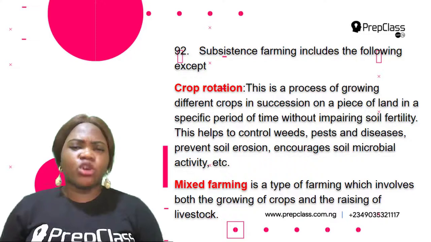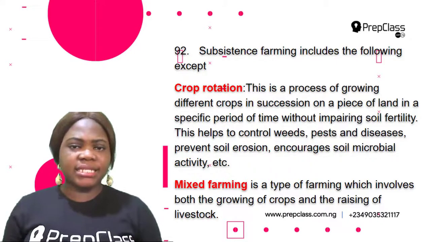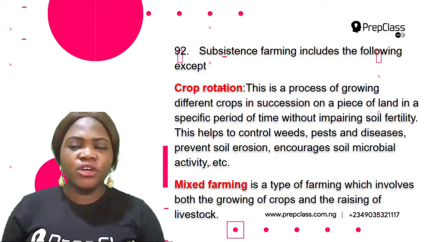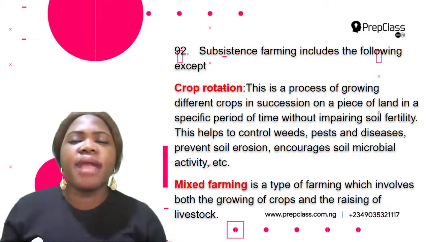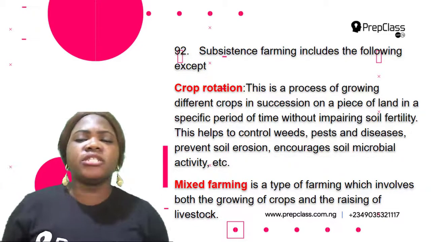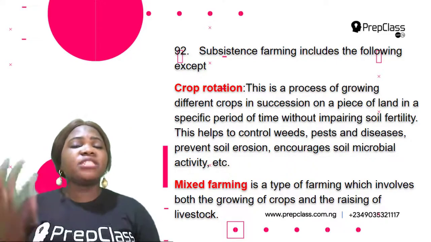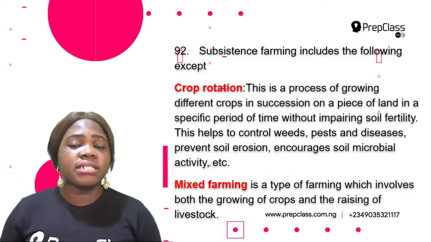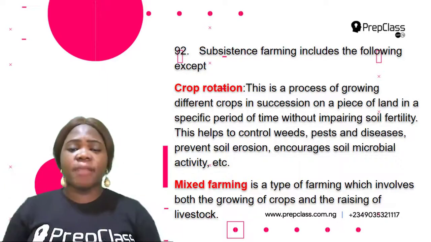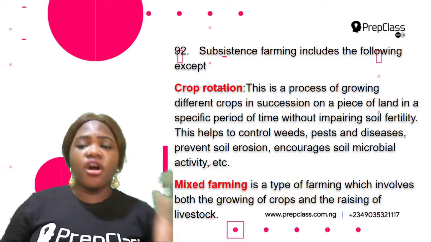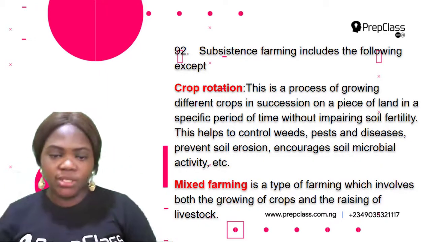Crop rotation helps to control weeds, pests, and diseases. It prevents soil erosion. It encourages soil microbial activity. So crop rotation is a practice in subsistence farming as well. Mixed farming is also practiced in subsistence farming. It is a type of farming which involves the growing of crops and the raising of livestock.